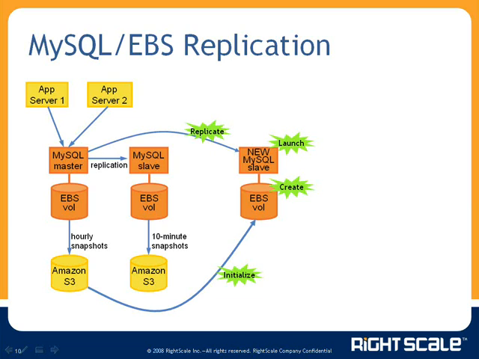You can allocate EBS volumes from 1 gigabyte to 1 terabyte in size, and you can attach them to instances. Each volume can only be attached to a single instance at a time.